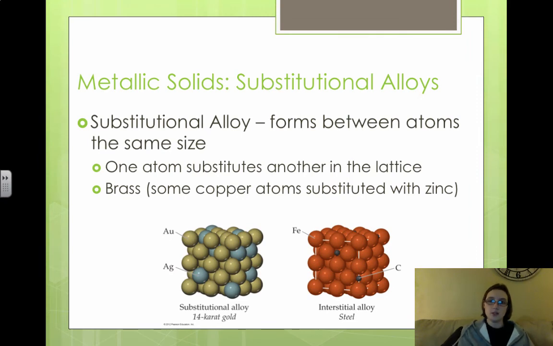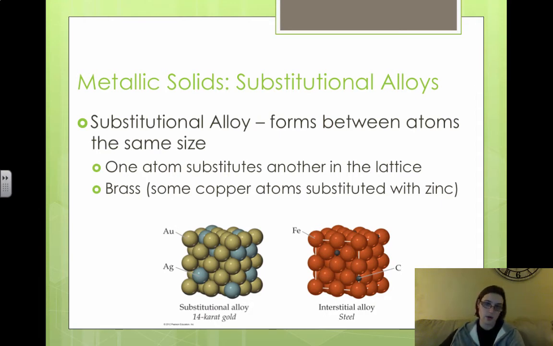So then with a substitutional alloy, like I said on the last slide, this is also a homogeneous mixture. So again, this is a solid solution. In this case, a second element actually takes the place of the original metal. So one atom substitutes another in the lattice. In a substitutional alloy, we have 2 metallic components. They have to have similar atomic radii and bonding characteristics. So with the substitutional alloy, you're going to substitute one metal atom in for another.